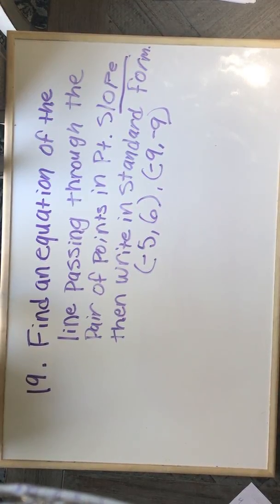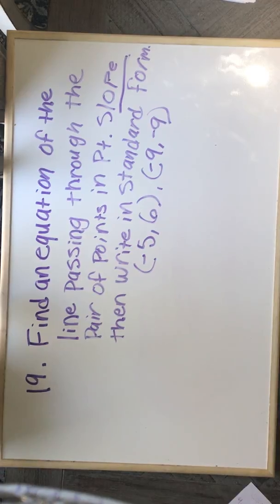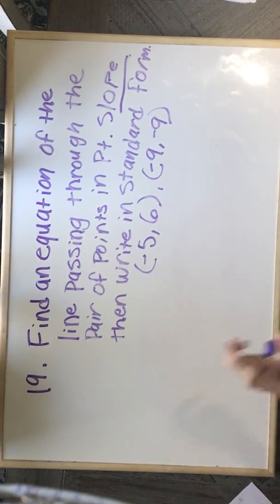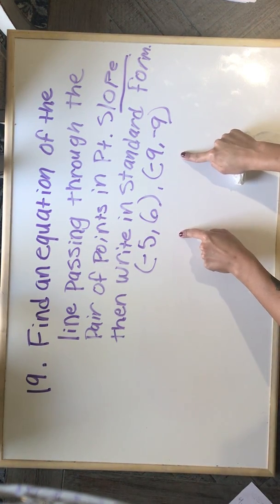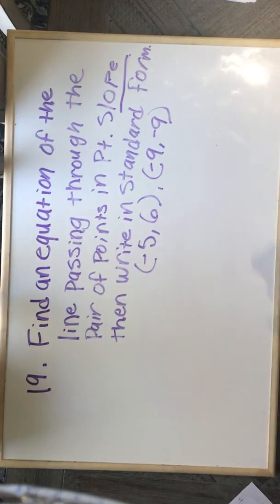All right, Hannah, number 19: find an equation of the line passing through the pair of points in point slope form, then write in standard form. I'm going to erase this shortly, so make sure you've got it down or pulled up. We notice here that they just give us the points. They do not give us the slope, but they want it in point slope form.